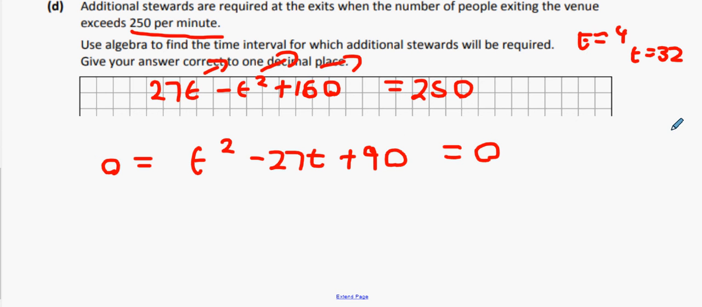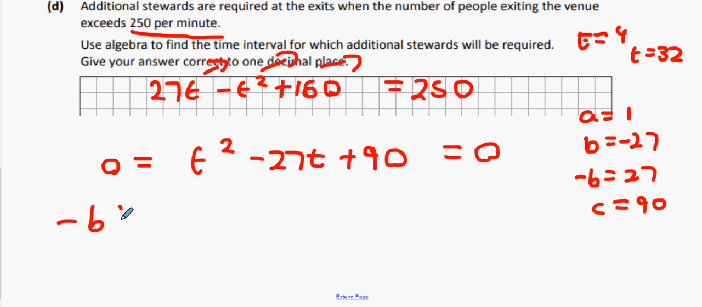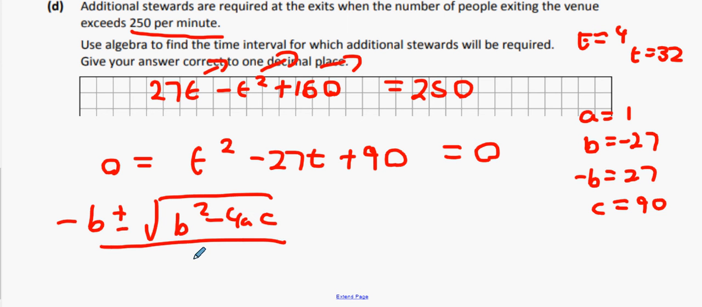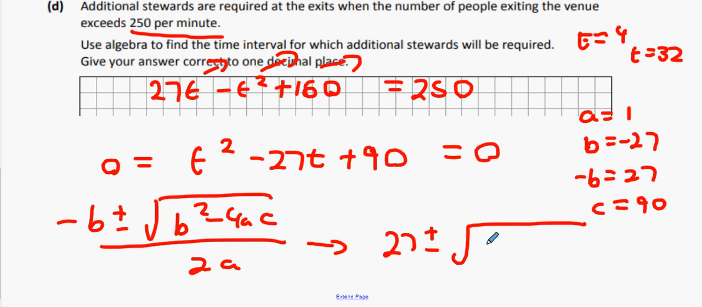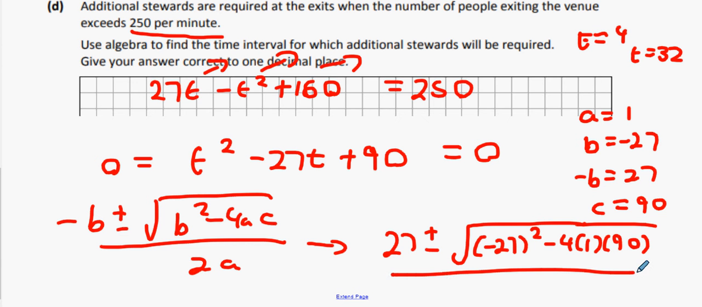What's your a value, Paul? 1. B value? Minus b value? C value? I'm going to do the minus b formula for the people at home. You should really know the minus b formula by now if you don't already. Now, 27 plus or minus the square root of minus 27 squared minus 4 times 1 times 90, all over 2 times 1.